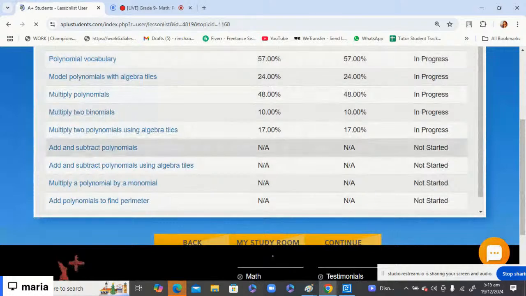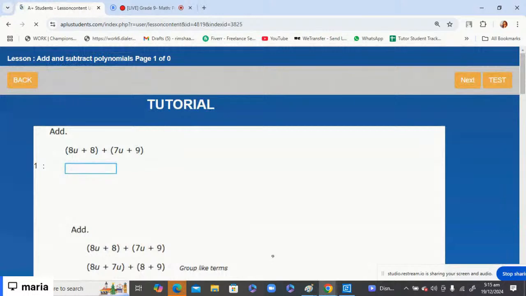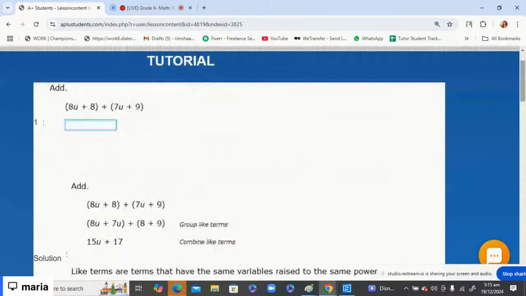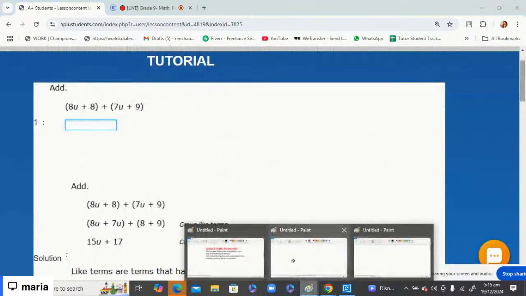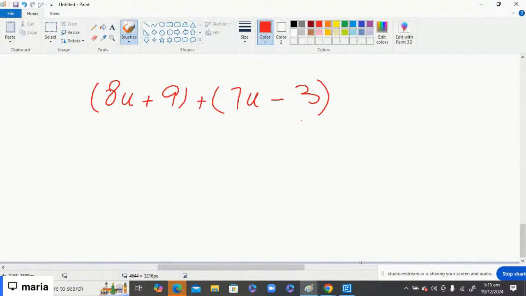Add and subtract the polynomials. So here are the polynomials. Then you are going to add and subtract them. Let's solve it. For example, this represents 8u plus 9 added with 7u minus 3. And then they are saying that these polynomials should be added or subtracted.